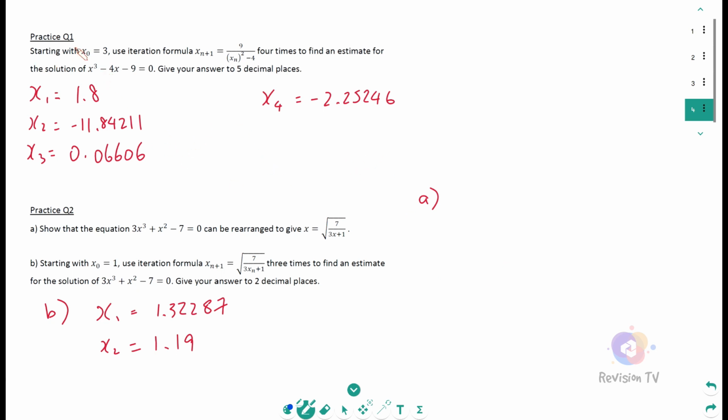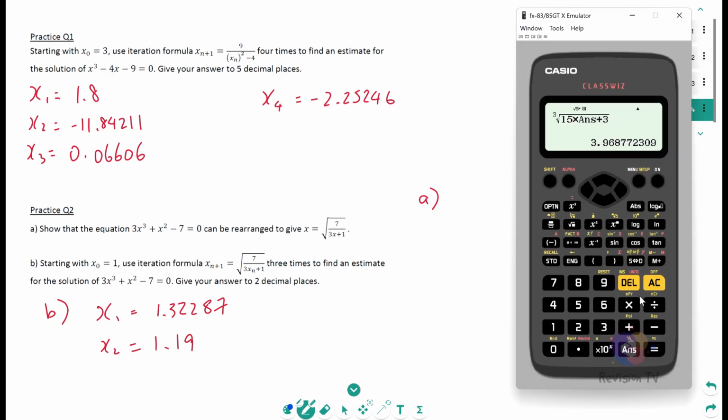So first of all, question 1, starting from x0 equals 3. So let's do it. X0 equals 3, means 3 equal. Next, I'm going to type in the formula. So start from a fraction, 9 on the top, denominator. There's a bracket, so we follow it. A bracket, answer, close bracket, squared. And then minus 4. So press equal once. S to D means change to decimal, 1.8.